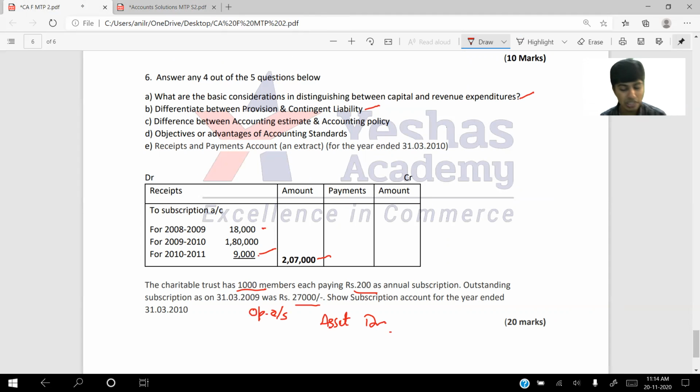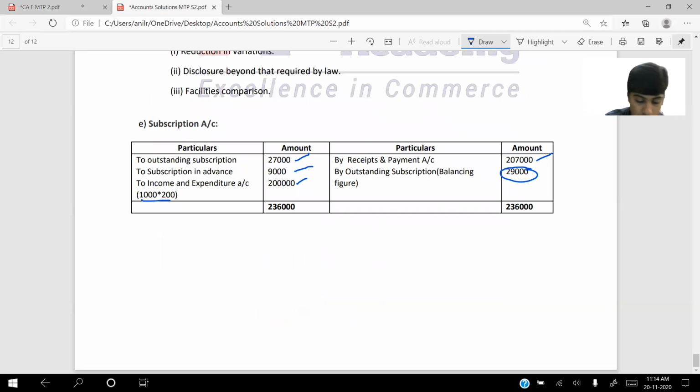What about this 9,000? This 9,000 is a subscription received for next year. It is next year's subscription received now. So this is my liability. Liability closing balance comes on the debit side. Opening balance on the credit, closing balance on the debit. So this is subscription in advance 9,000 and the balance is my outstanding subscription. So that's with regard to this question.